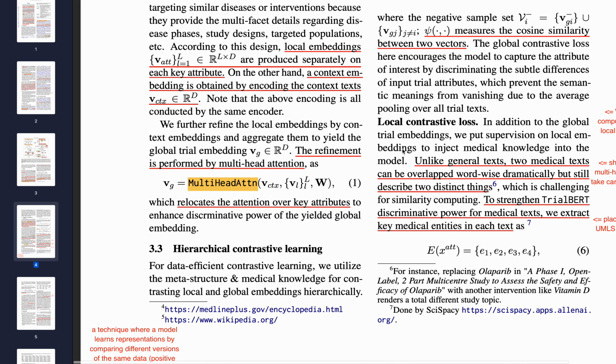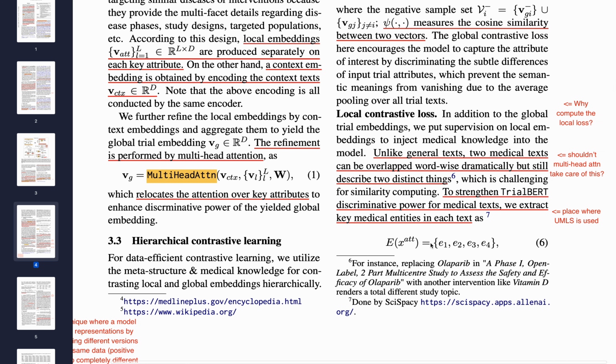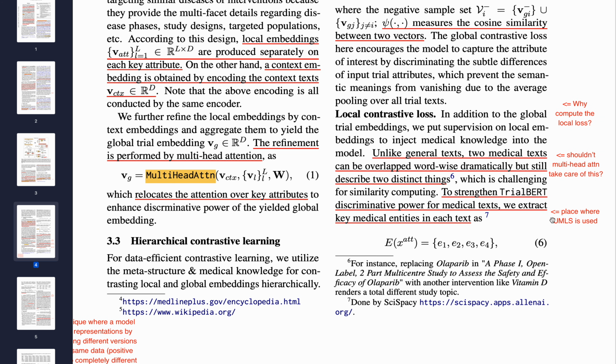Similarly, we try to do this for local level embeddings or local level contrastive learning, where we have a set of attributes. This is where the UMLS comes into the picture, to create positive and negative examples, because UMLS understands what is similar and what is different based on the hierarchy we have in those dictionaries.